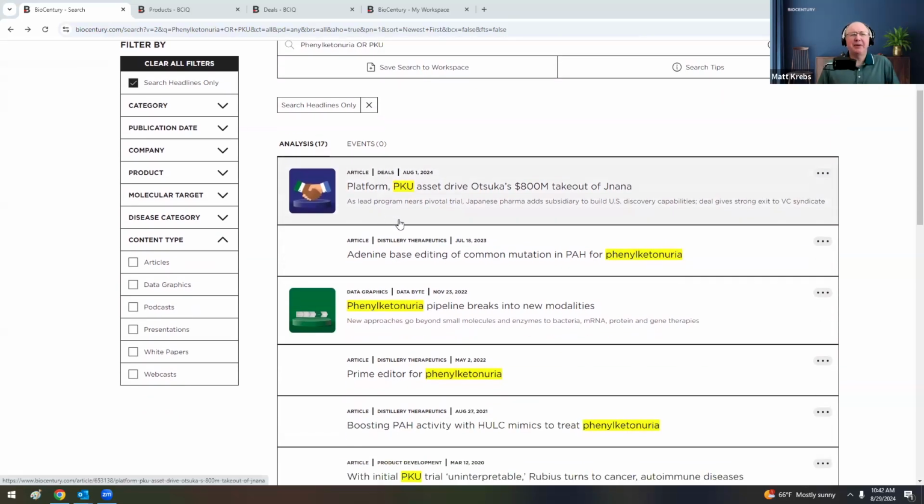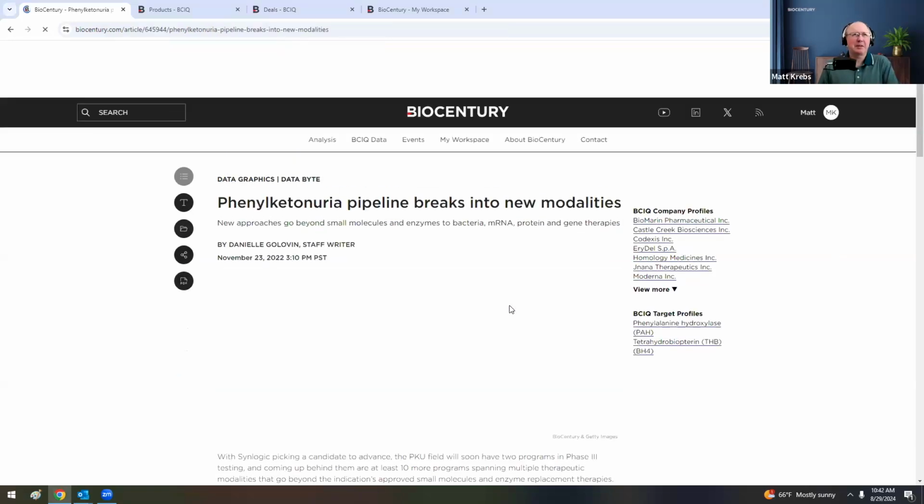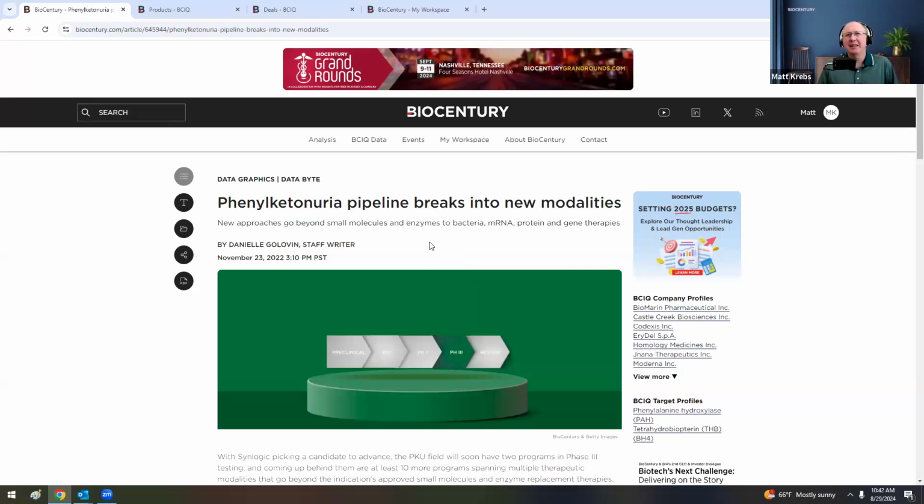One of the things I've heard from our clients at BioCentury is that they like to dive in and see the journey a pipeline landscape has traveled over time. Now, what does that mean? That means they're able to look at a report like this, a PKU-focused therapeutic landscape or indication landscaping story, pipeline landscaping story.